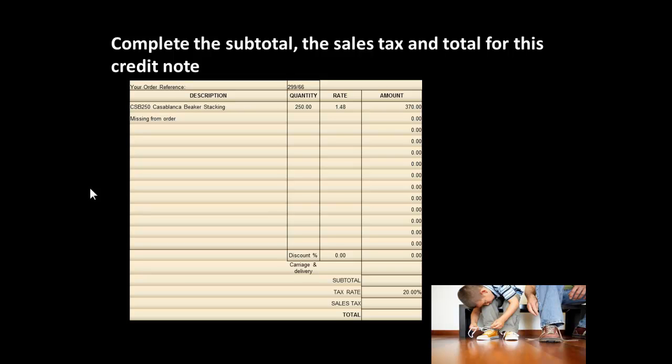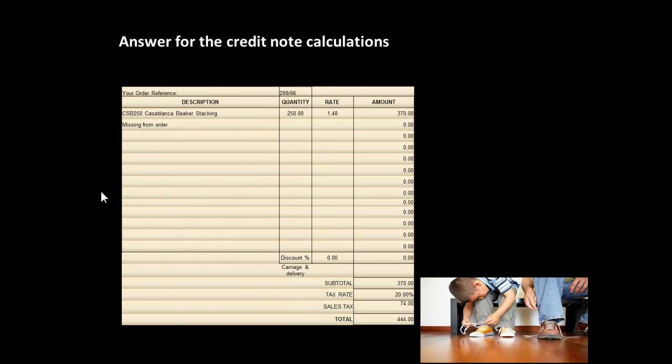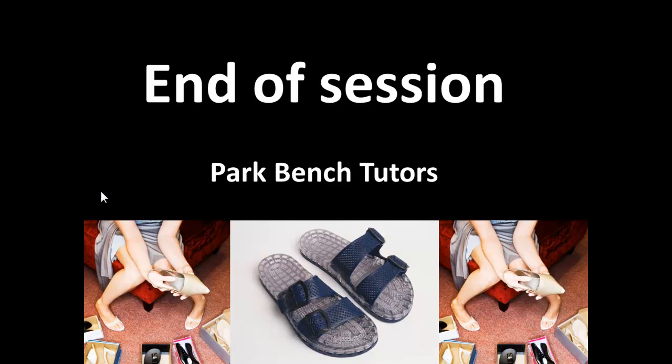So here's a typical credit note then. This is a return of Casablanca stacking beakers, 250, and the amount is 370. Assuming the sales tax is 20%, fill in the subtotals, the sales tax and the total. Nice little exercise there. And when you've done that, you should have got an answer of 370 for the subtotal, 74 for the tax rate, giving a total of £444.